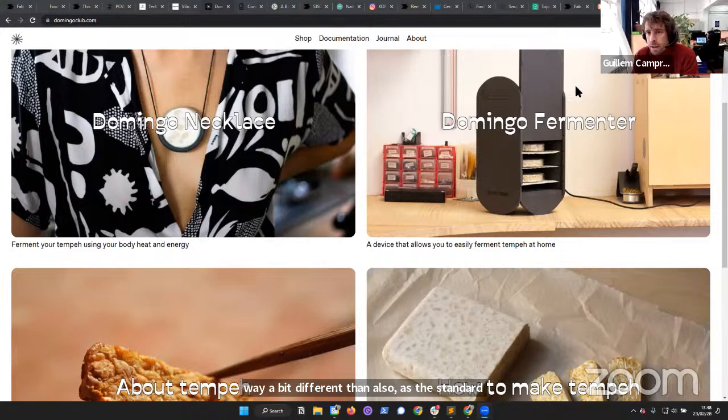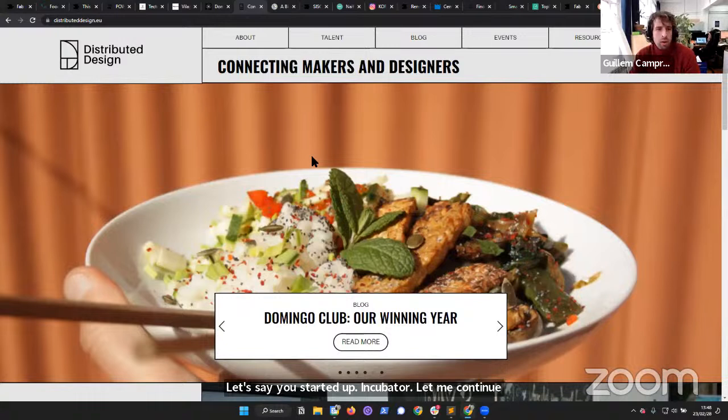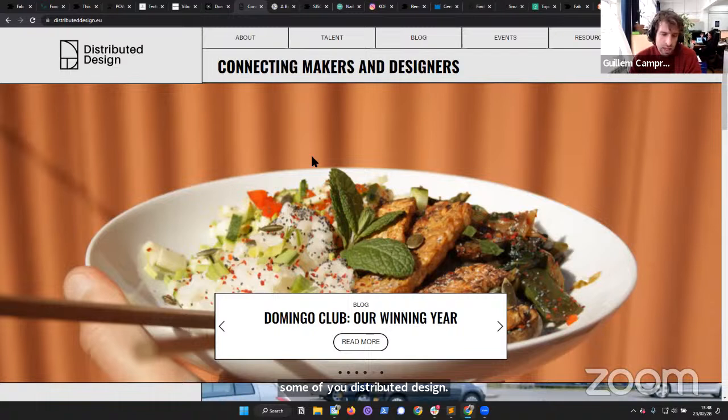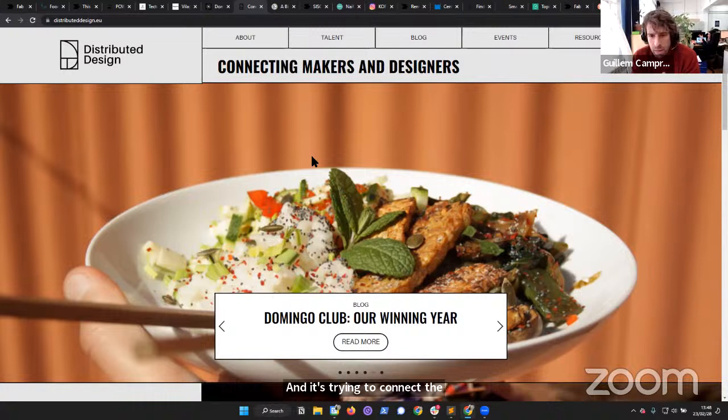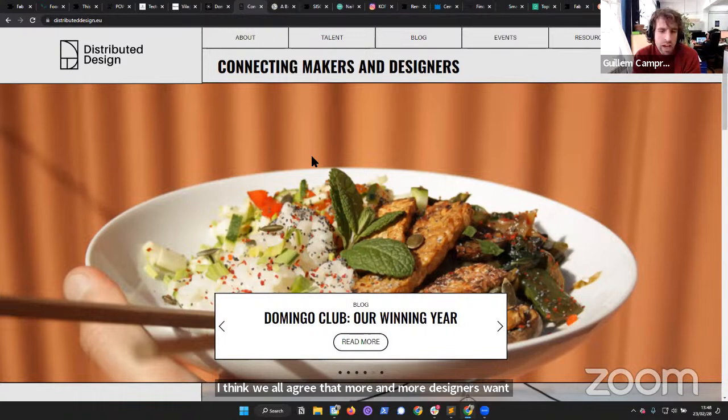Let me continue with a project that I guess is also very well known to some of you. Distributed Design is a network that started 5 years ago, and it's trying to connect the design world with the maker's world. I think we all agree that more and more designers want to be makers and makers want to be designers. It's a lot of young people who don't want anymore to sit in a white room and design things to be manufactured at the other side of the wall.